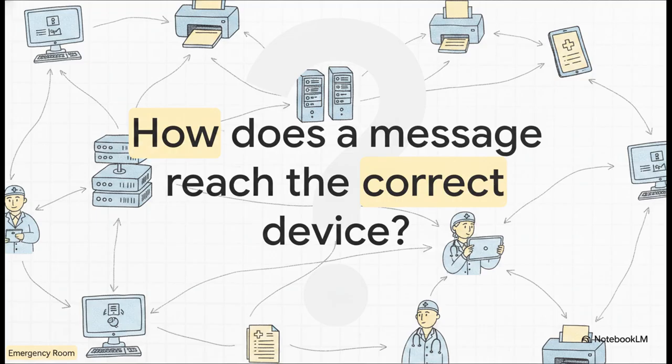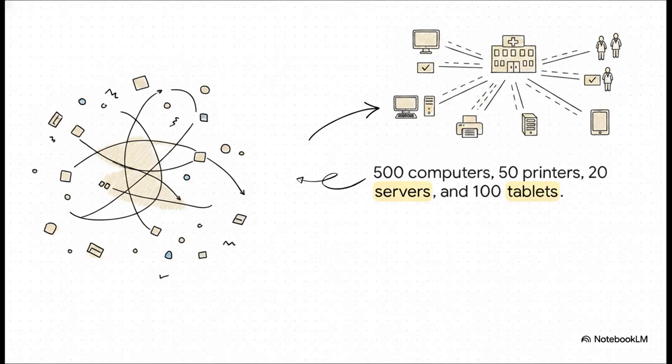Now, a doctor in the emergency room needs a patient's medical record right this second, and they click a button on their screen. How in the world does their specific computer know exactly where to find that single piece of information amidst hundreds of other connected devices? It's honestly a massive routing mystery.